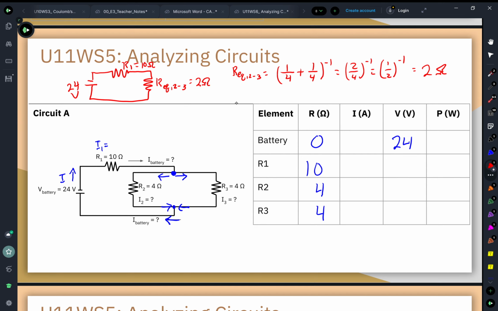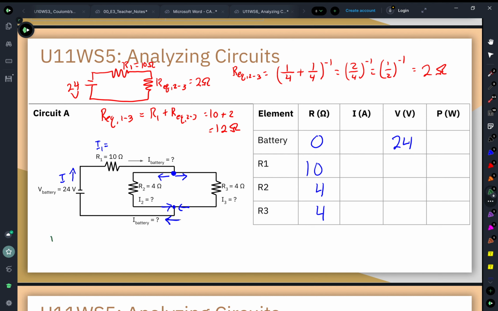Once we have that, the equivalent resistance of this entire circuit for resistors 1 through 3 is going to be, well, resistors in series. So R1 plus R_eq 2 to 3, which equals 10 plus 2, or 12 ohms, for our equivalent resistance of this circuit. The reason why we needed to do that was so that we can use the equivalent resistance when we're trying to determine the current that is flowing from the battery.